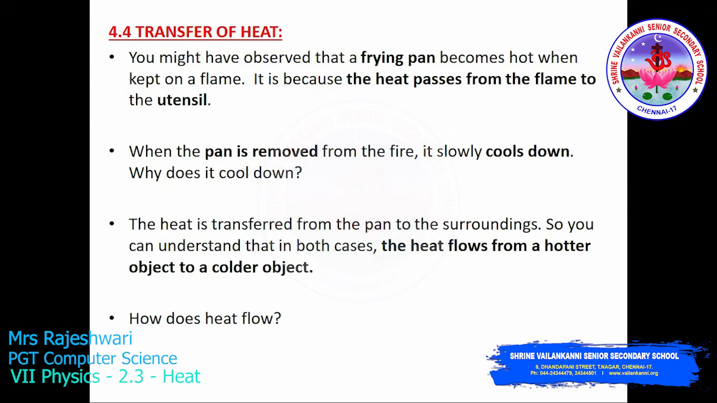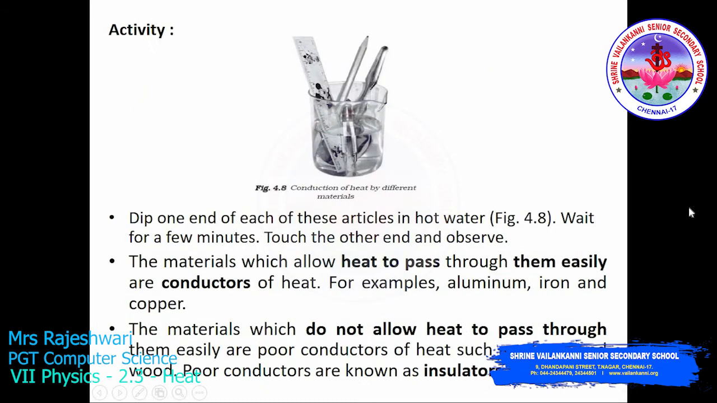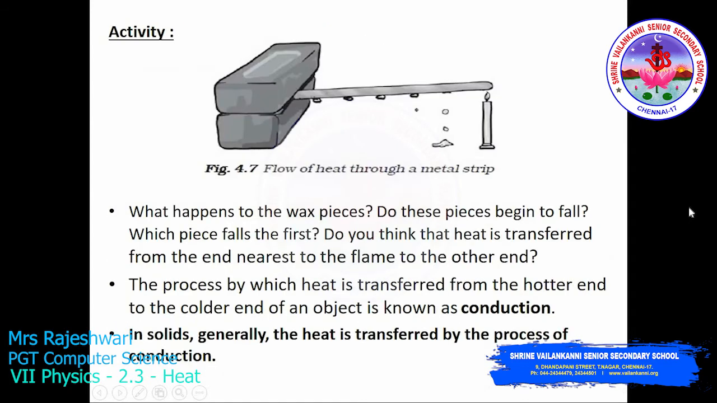So you have to work on a simple activity. Just take two small bricks as shown in the picture, and place a metal strip like this. The metal strip can be made of aluminium or iron. Even if you have a steel scale in your home, you can make use of that. After that, fix small pieces of wax as shown in this picture.